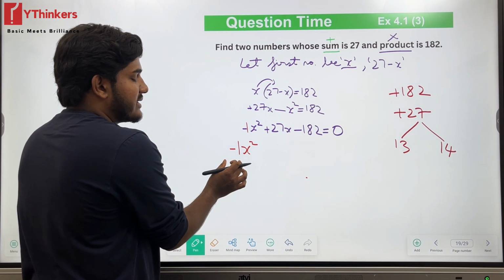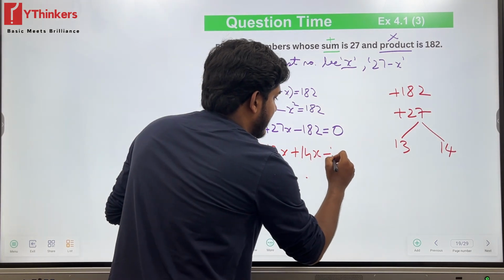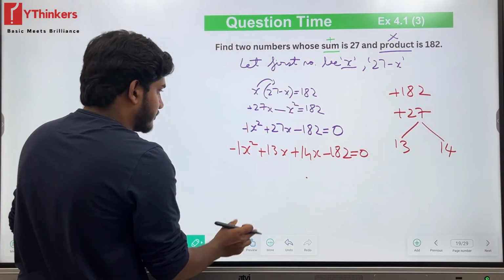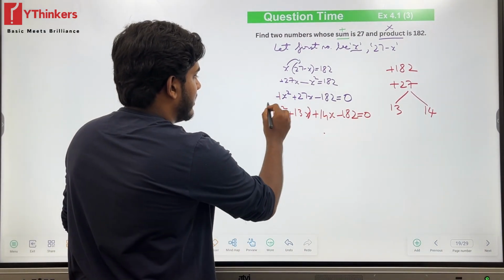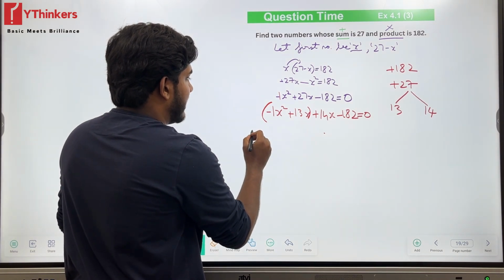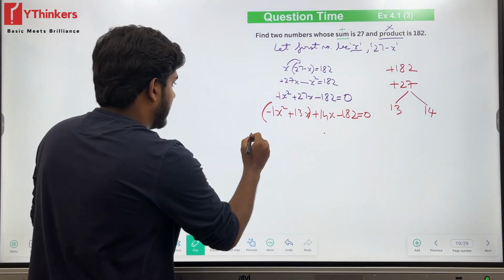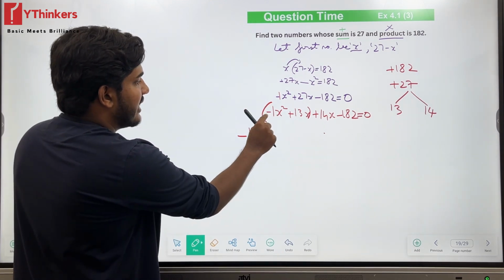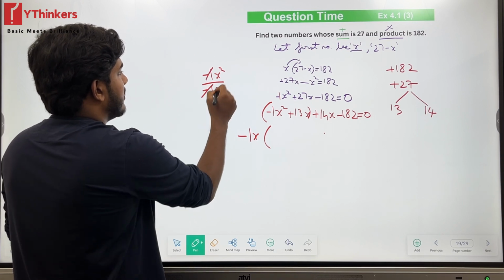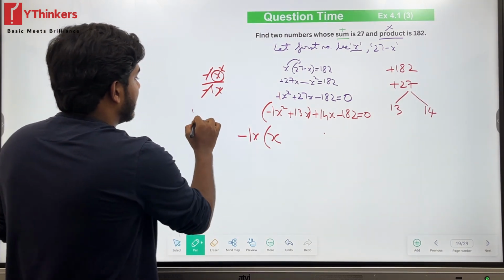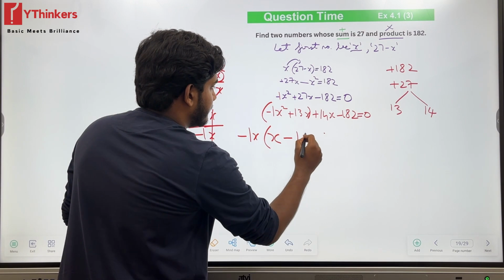Minus x square is minus 1x square, it remains the same. Instead of 27x, I'll write plus 13x plus 14x minus 182 equal to 0. Now, what is common here? I'll take minus 1x as common. If I take minus 1x as common, what remains? Only x should remain, correct? And from 13x, minus 1x goes, so it will be minus 13, correct?